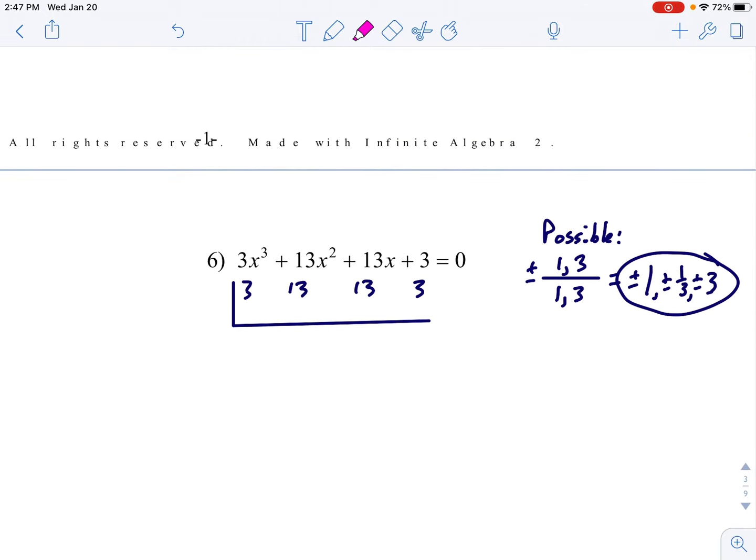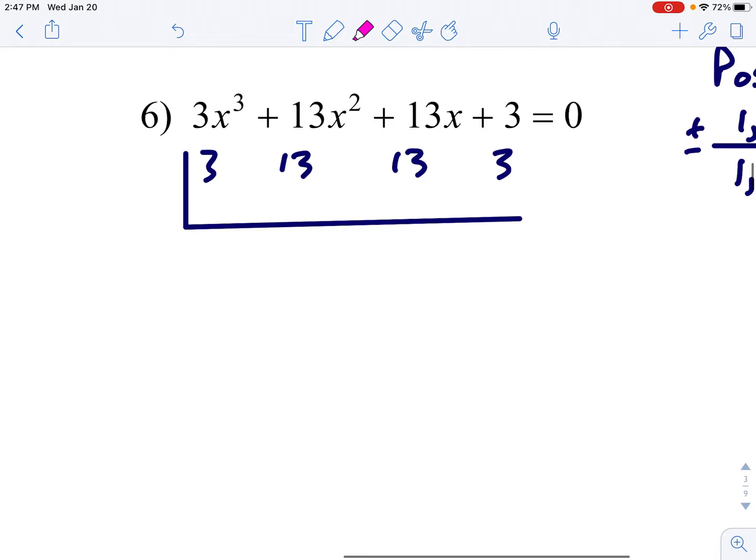Well, this problem actually has something a little special about it. You see how every number is positive? Remember, in the end, we want a 0 here. The only way to get a 0 is at some point to have a minus 3 right there, right? 3 minus 3 is 0. And the only way to get a minus here is to introduce a minus into the problem.